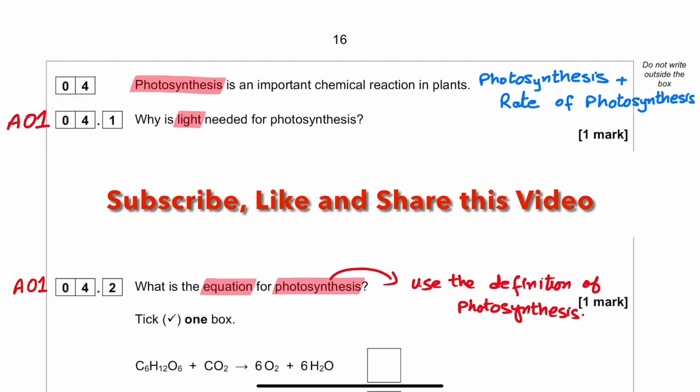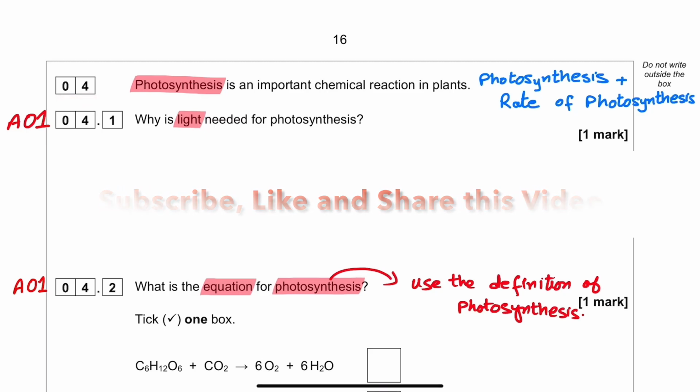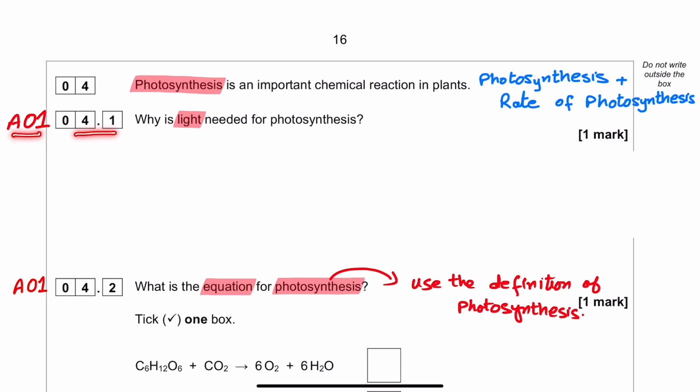Question number 4. Photosynthesis is an important chemical reaction in a plant. 4.1 is an A1 question, and this question is from photosynthesis and the rate of photosynthesis. Why is light needed for photosynthesis?